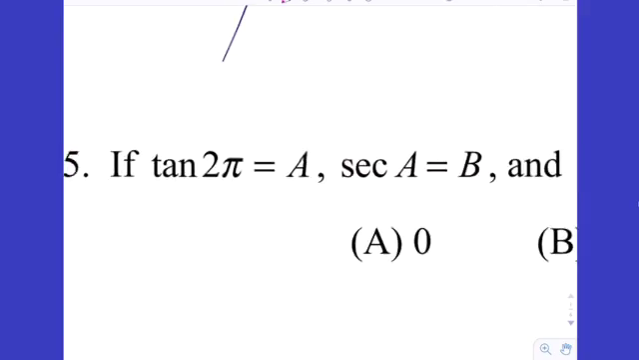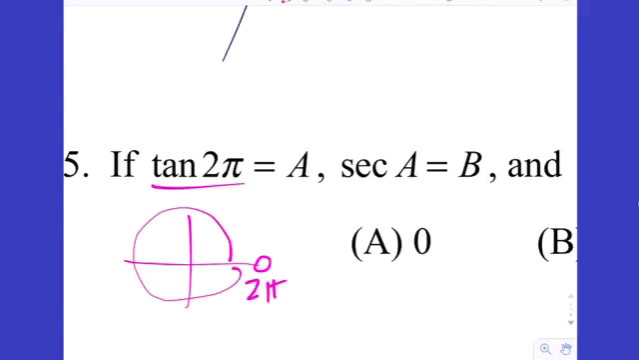Because look what I start you off with. Tangent of 2 pi. You can evaluate that, right? 2 pi is coterminal with 0. The ordered pair there is (1, 0). Yes? What is tangent of 2 pi? It's y over x. It's 0 over 1, which is 0. So A must be 0.